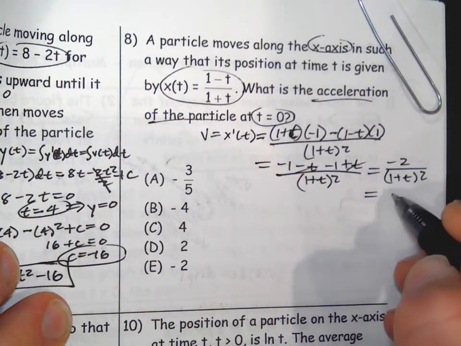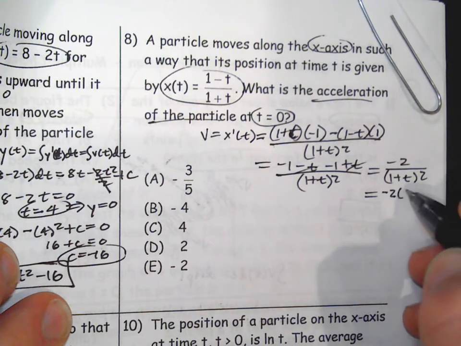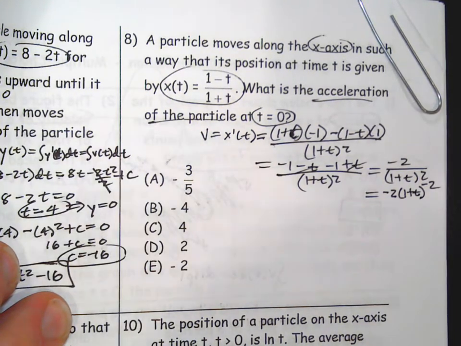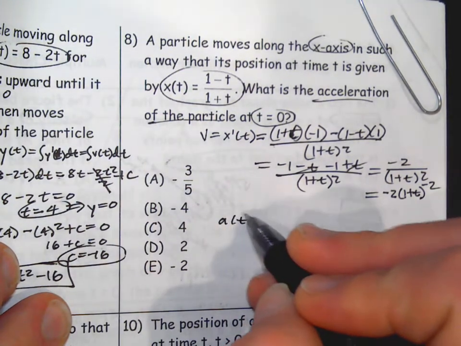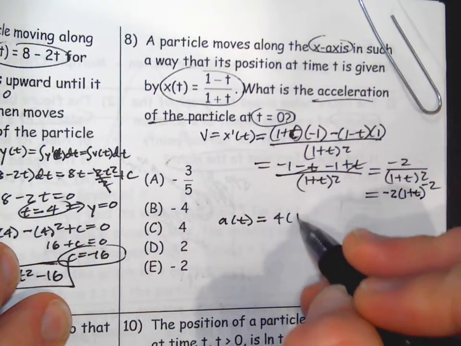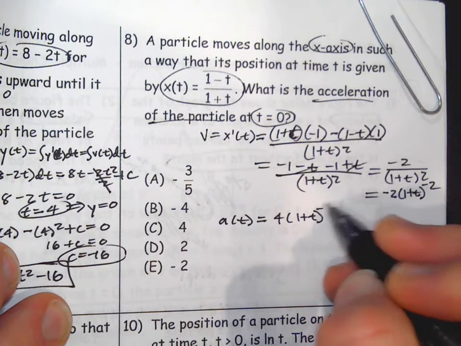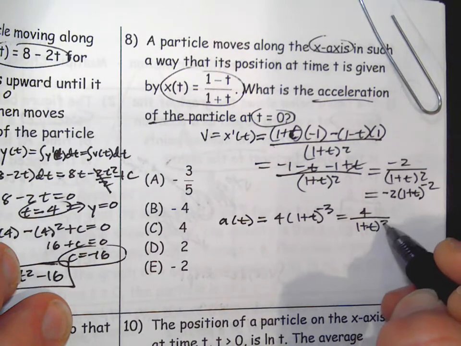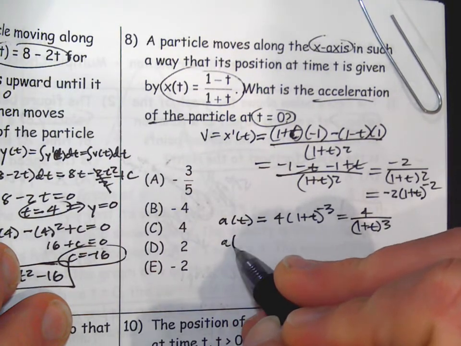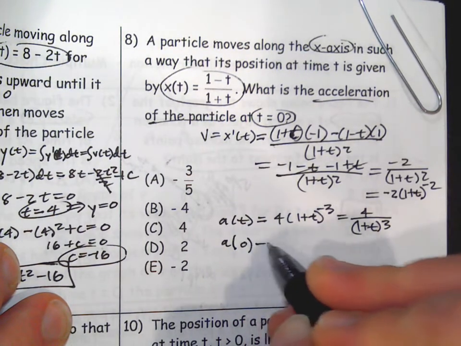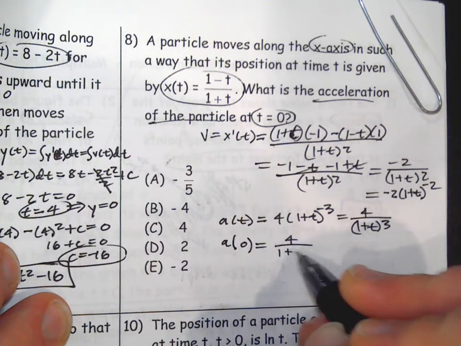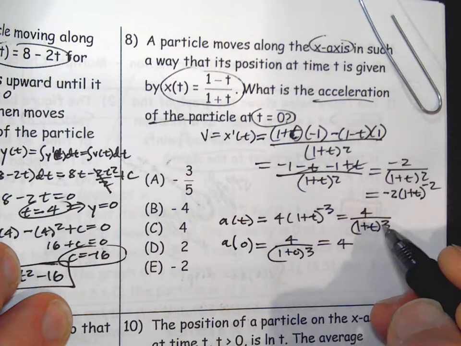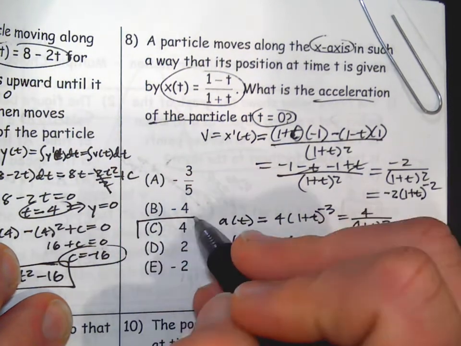Now, I don't think I want to do the quotient rule for the next one, because I think we could easily just use the power rule like that. So acceleration is positive 4 times (1 plus t) to the negative 3, or 4 over 1 plus t cubed. So we're going to plug 0 into that, and we get 4. Oh, yeah, there we go. See?